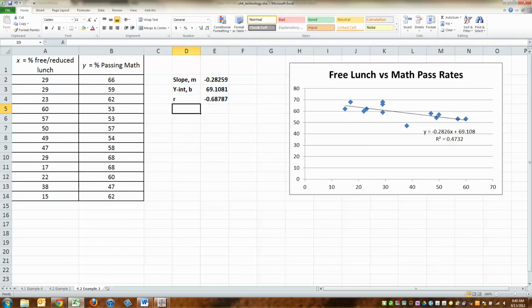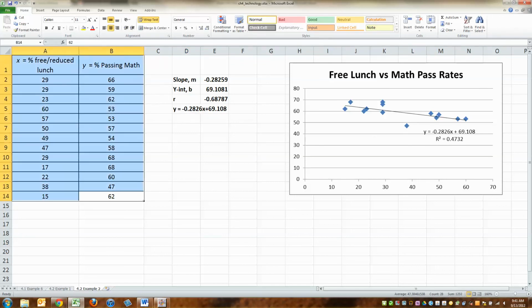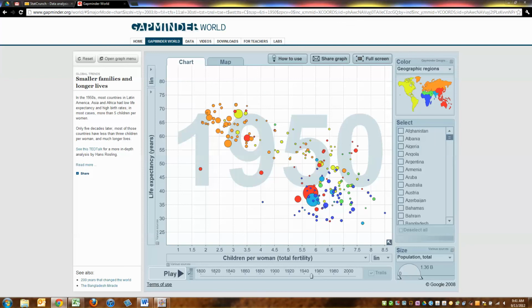Okay. And then you would just write out your equation. You'd say, oh, it's y equals negative 0.2826 x plus 69.108. Boom. Now, if you're in StatCrunch, it's a free program. You might as well use it, and it's awesome.